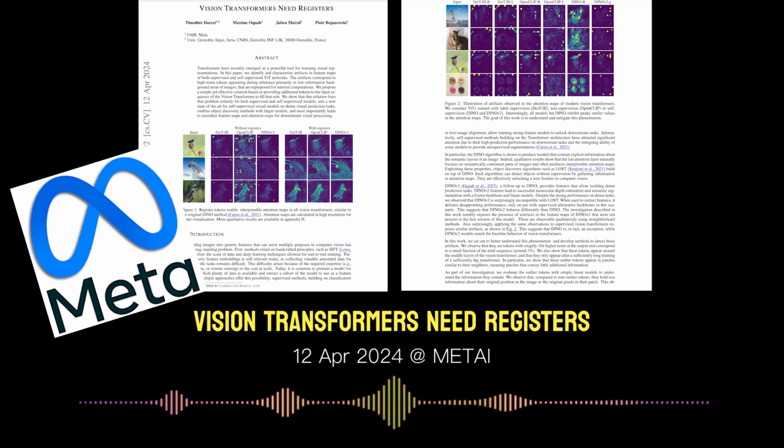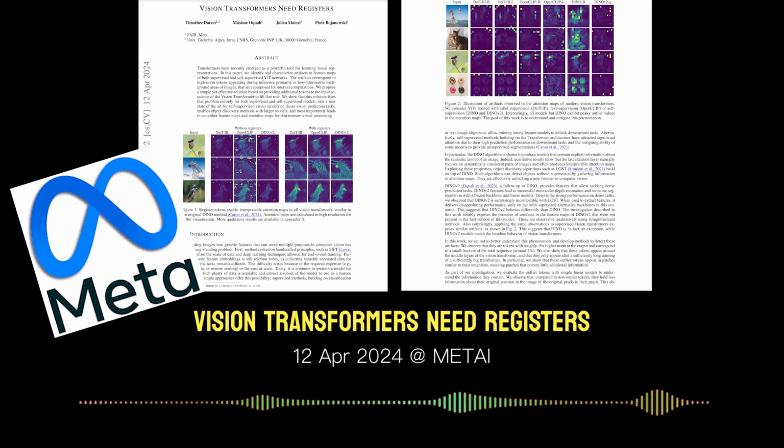Mm-hmm. Now, you mentioned earlier that they experimented with different numbers of these register tokens. Did they find that more is always better? That's a good question, and it turns out it's not that simple. They did some experiments to see how the number of register tokens affected performance, and it wasn't as straightforward as you might think. Oh, that's interesting.